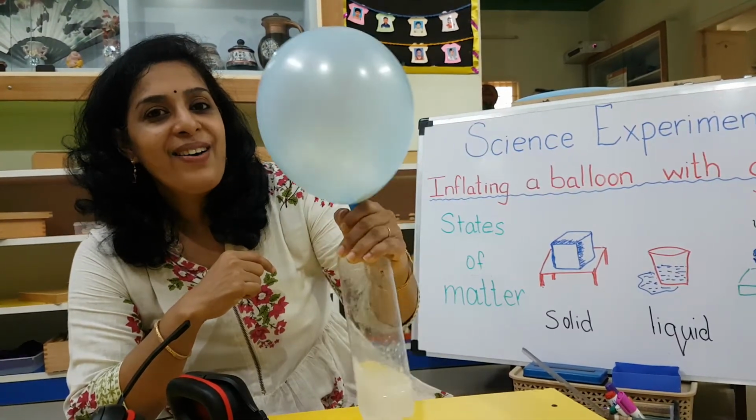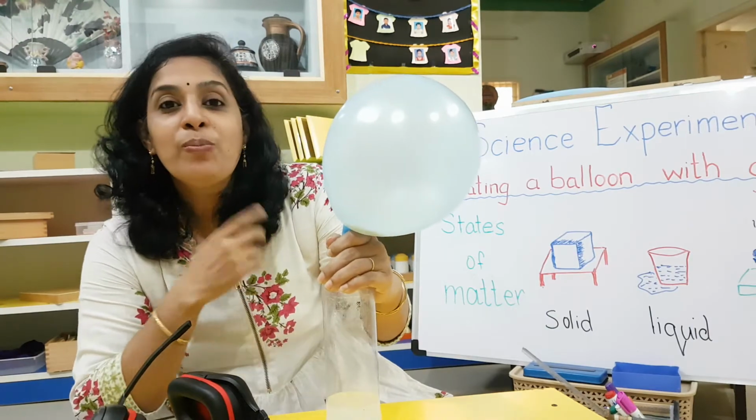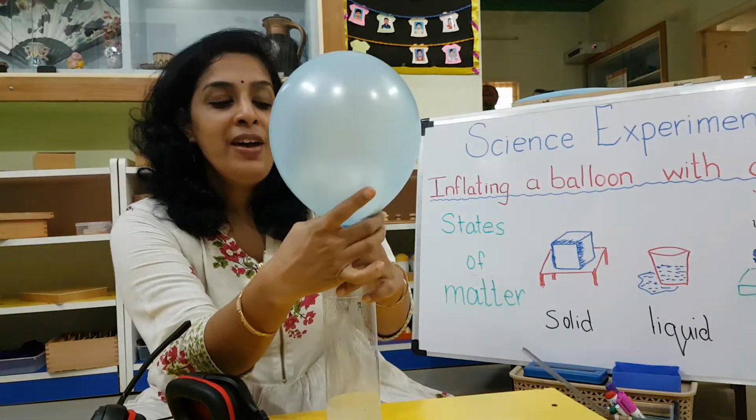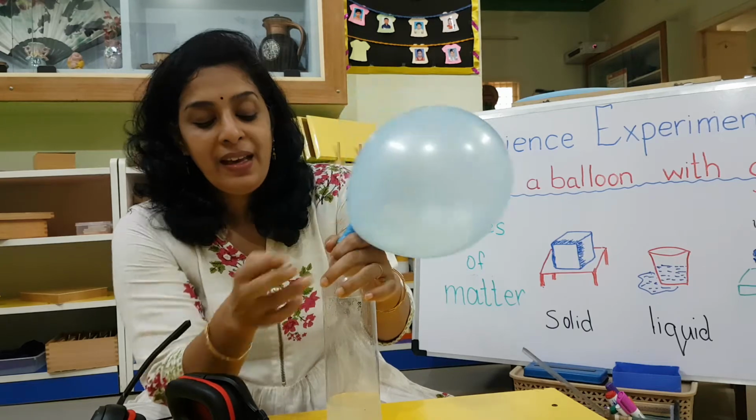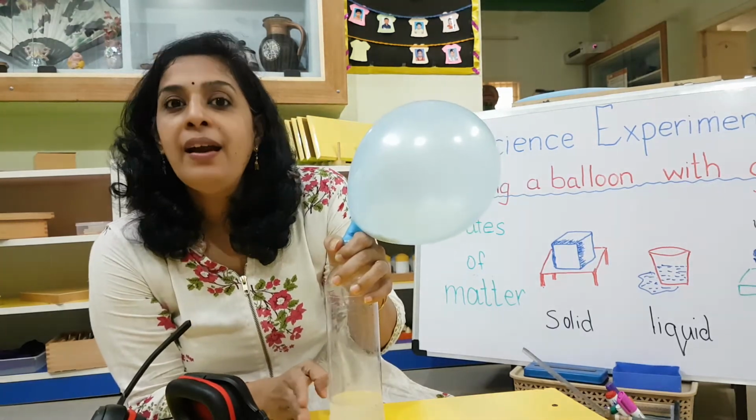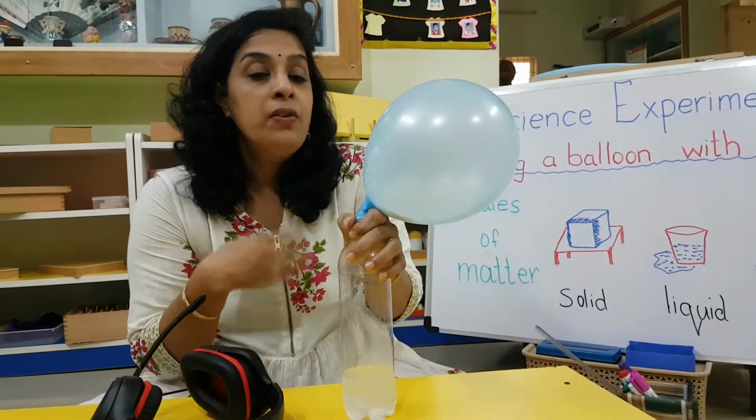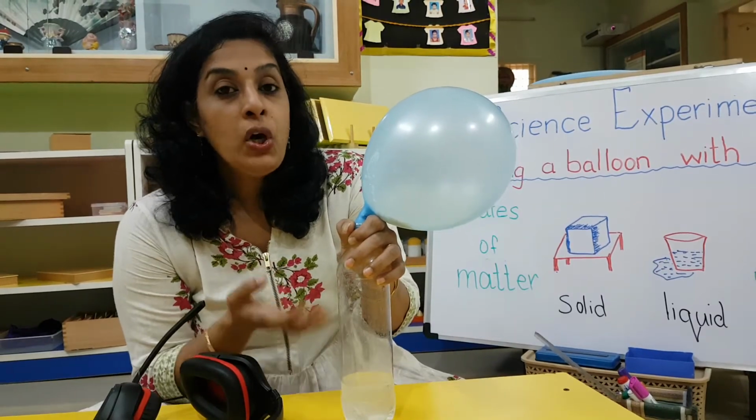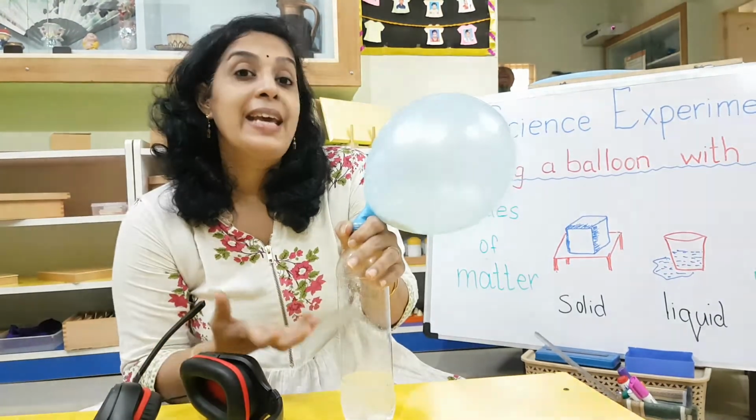It's quite awesome, right? The balloon just blew up with air. From where did this air come? Here we use vinegar and baking soda. It's a reaction. Because of that, it gives out one gas.